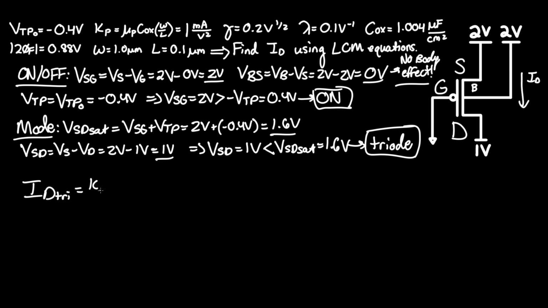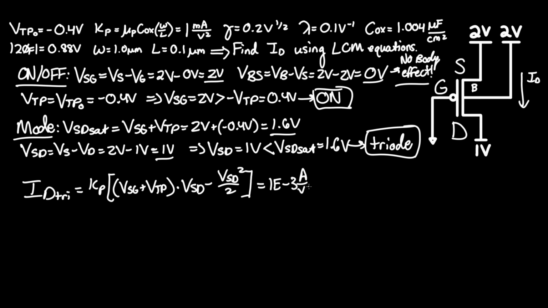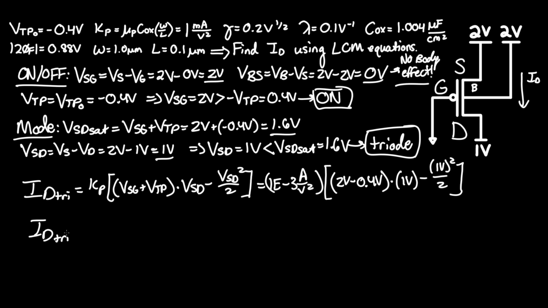In this formula is Kp times parentheses VSG plus VTP times VSD minus VSD squared over 2. Plugging in these values, we get 1 milliamp per volt squared, or 1 times 10 to the negative 3 amps per volt squared to standardize the units. Multiply that by parentheses VSG 2 volts minus 0.4 volts, or plus VTP, times VSD, which is 1 volt, minus 1 volt squared over 2. Putting this in the calculator, you get ID triode equals 0.0011 amps, which is equivalent to 1.1 milliamps.